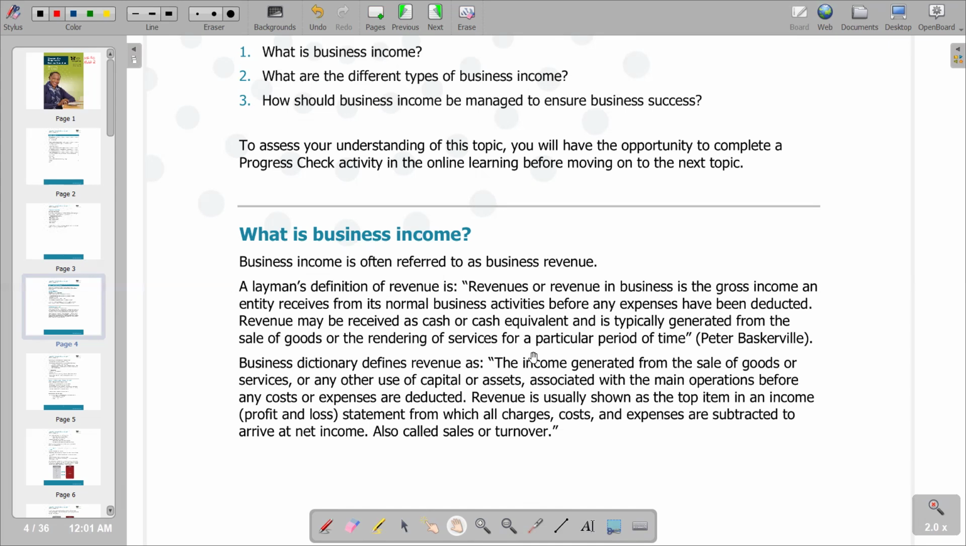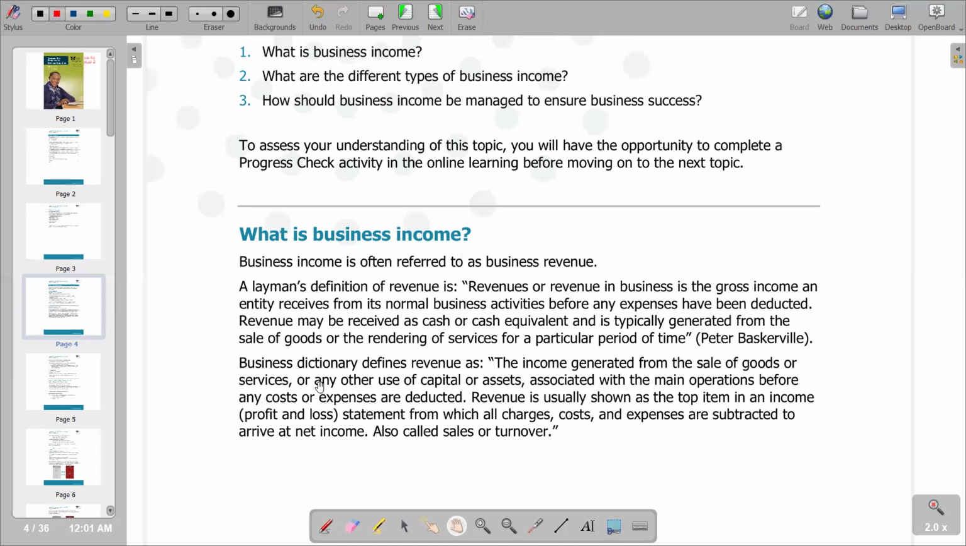So when they sell that motor van, the earnings that they are going to get from selling it are not going to be part of our revenue, because it is something they are not getting from their normal business activities. Remember, their normal business activity is to sell grocery items or grocery products. So basically, that's what we have in this explanation, which says revenue in business is the gross income an entity receives from its normal business activities before any expenses have been deducted.